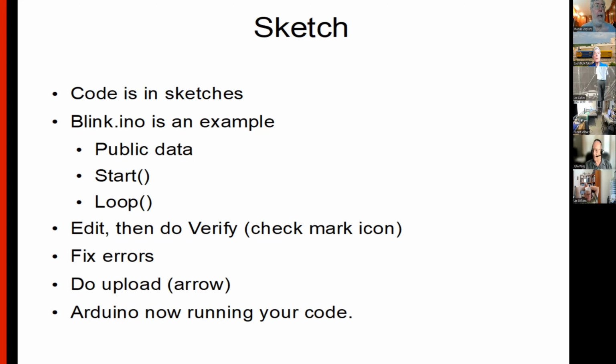But when you look at blink.ino as an example, you've got public data at the start, you've got a start function, and you've got a loop function. You set stuff up in the public data, like what your pin numbers are, naming stuff and getting things set up, initializing whatever you need to do. The start runs once at the front, so you set up the initial conditions. And then from then on, you go through the loop again and again until you either unplug it or it dies of old age, or you do.